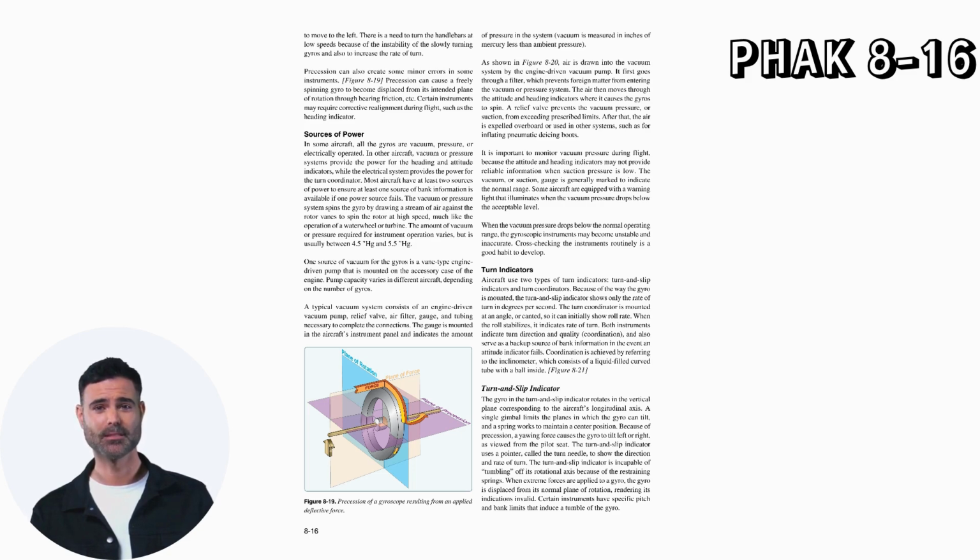The turn and slip indicator uses a pointer, called the turn needle, to show the direction and rate of turn. The turn and slip indicator is incapable of tumbling off its rotational axis because of the restraining springs. When extreme forces are applied to a gyro, the gyro is displaced from its normal plane of rotation, rendering its indications invalid. Certain instruments have specific pitch and bank limits that induce a tumble of the gyro.